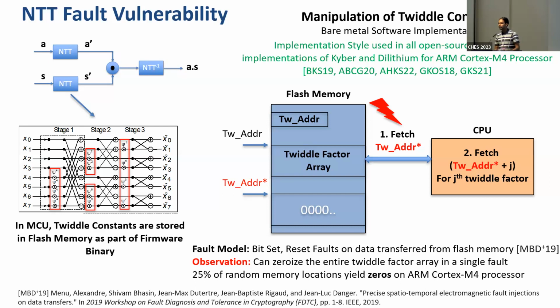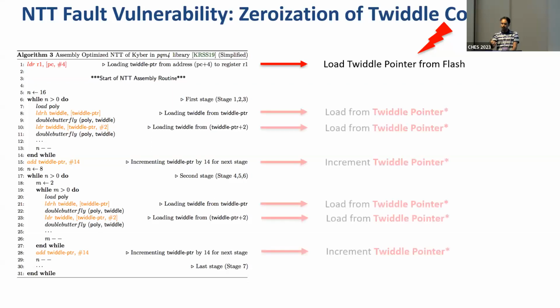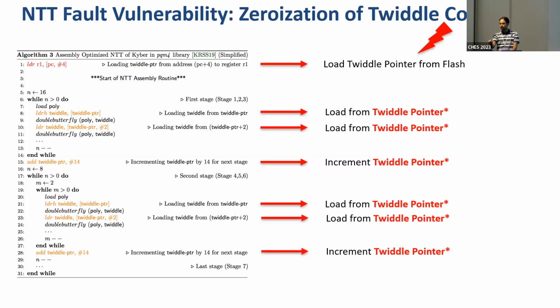We also did an experiment where we fetched the twiddle factor array from random memory locations in the entire address space, and we identified that 25% of the times we were able to fetch an entire zero twiddle factor array. So there is a large possibility that you can fault to a value that fetches an entire zero twiddle factor array. This is an illustration of the assembly implementation. Here you see that the twiddle pointer is first loaded from flash, and all the subsequent twiddle addresses are calculated from this twiddle pointer. So just faulting this twiddle pointer at the start is sufficient to corrupt all the twiddle addresses.